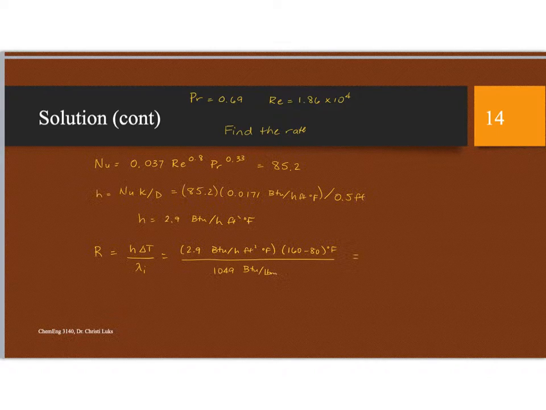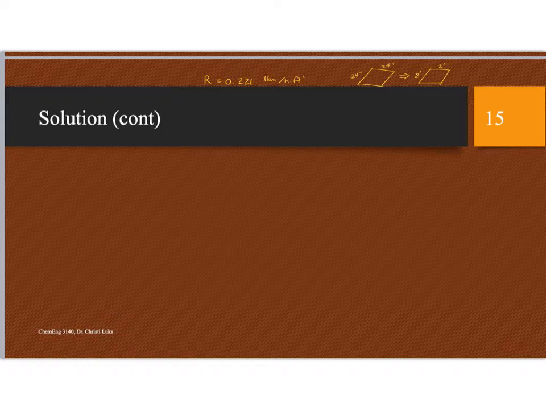So the h I just found was 2.9 BTUs per hour square foot degree Fahrenheit. My delta T given is 160 minus 80. And the heat of vaporization from data was 1049 BTUs per pound mass, and this leaves me with R is 0.221 pounds mass per hour per square foot.